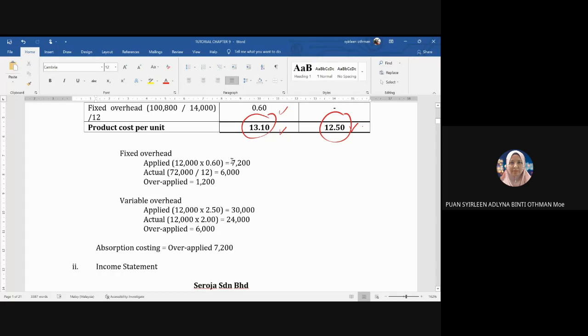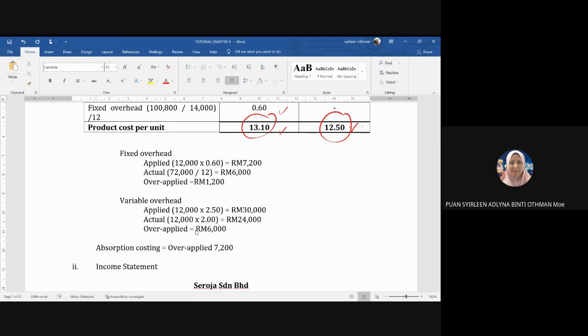I think dekat sini ramai orang dapat salah. Sebab you dah biasa buat statement untuk setahun and you tend to misread lah your question kan. Selalu tersilap baca dekat situ and kita tak perasan. Okay, so that is for fixed.